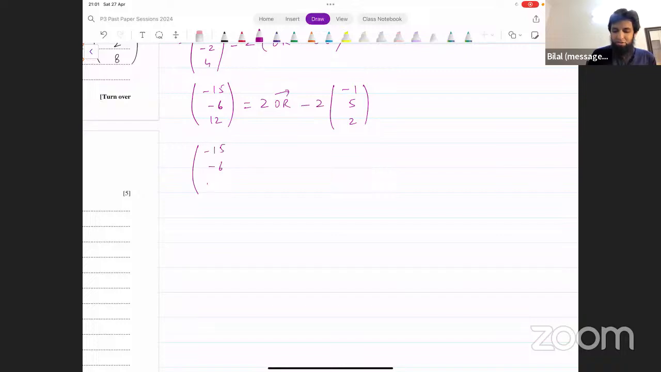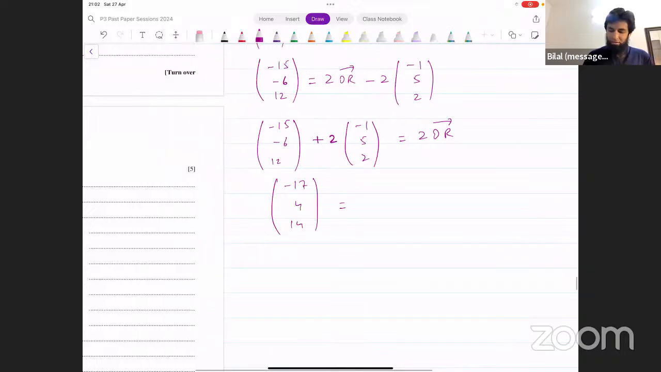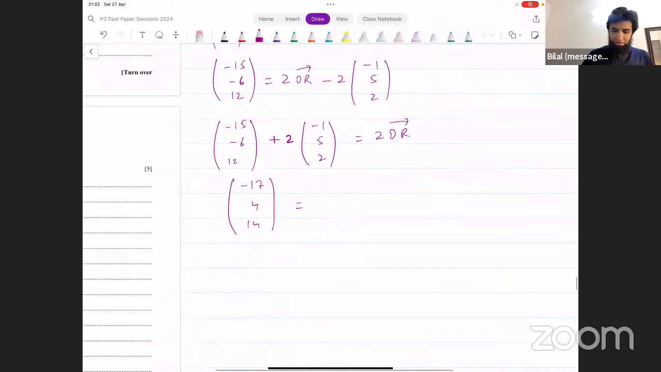-15, -6, 12. Let's bring this to the other side. It becomes plus 2 into -1, 5, 2, that equals 2 into OR vector. Now this becomes -17... sorry, that's not correct. -6 plus 10, that's 4. That's correct. This was 12.